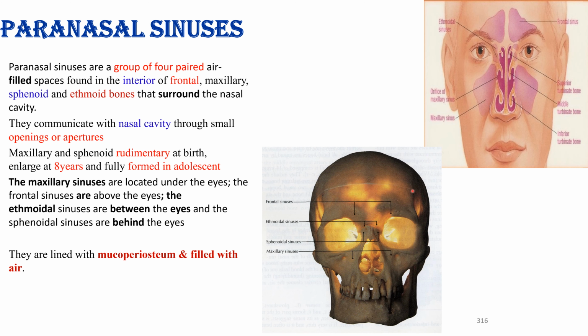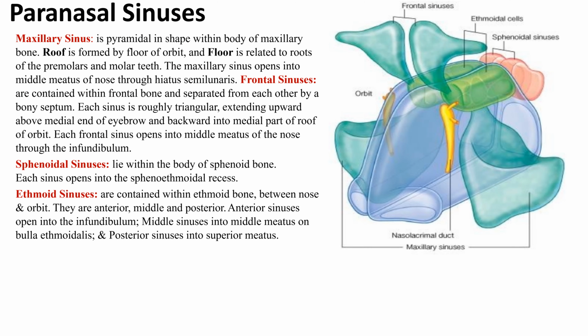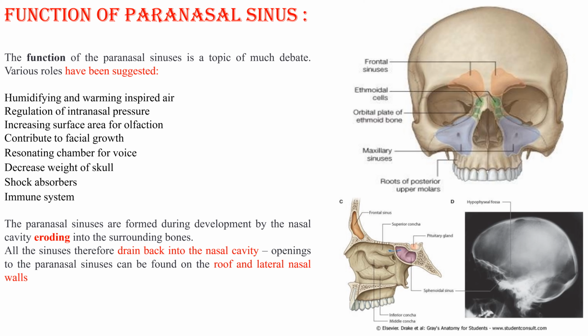This is the view of the sinuses, as we describe it here: maxillary sinus, ethmoidal sinus, frontal sinus, plus the sphenoid sinus. What is the function of the paranasal sinuses? Why did God, subhanahu wa ta'ala, make these sinuses in this area, the craniofacial region, between the viscerocranium and neurocranium?